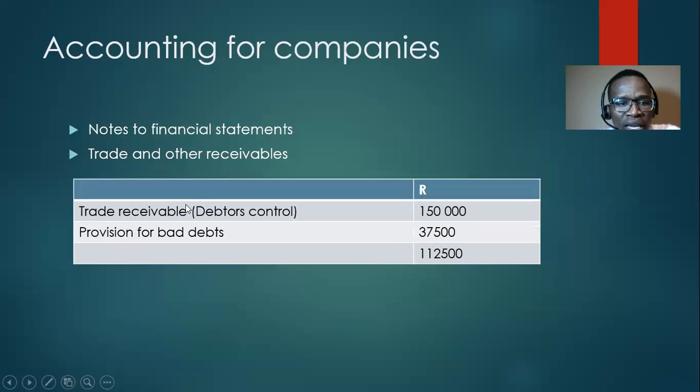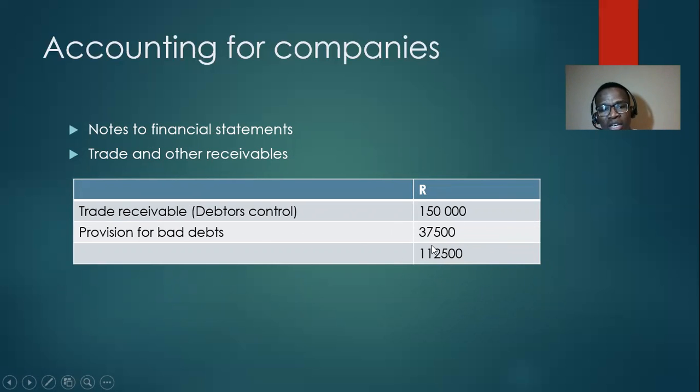But when looking at the notes to financial statements under trade and other receivables, you'll see that there's trade receivables, debtors control of 150,000, right? Then there's a provision for bad debts of 37,500. So it means 112,500 is the amount that is expected to be received.